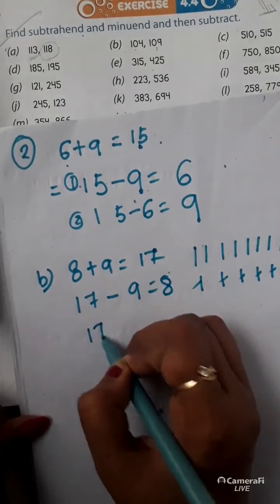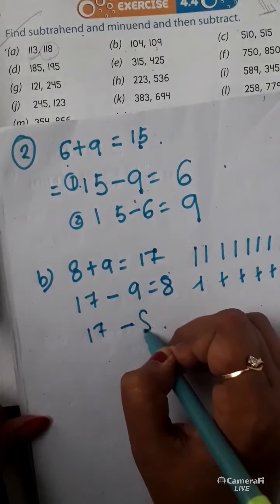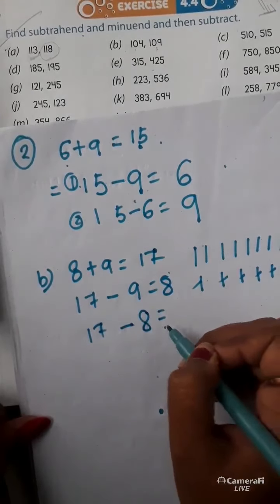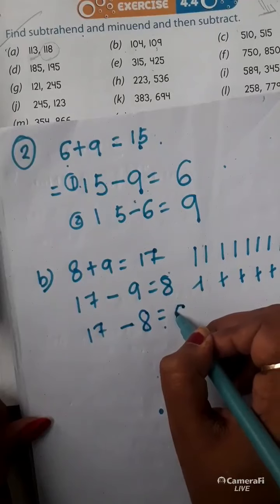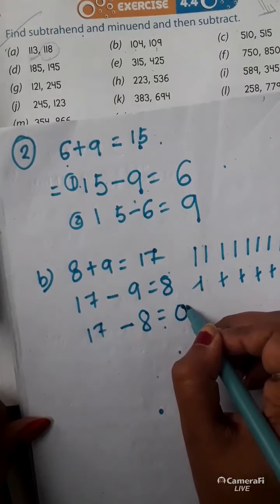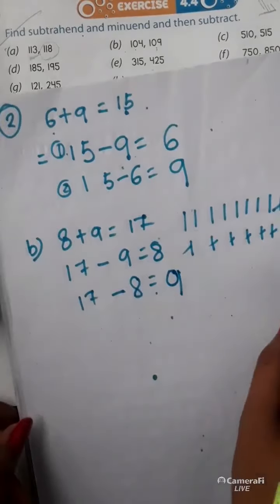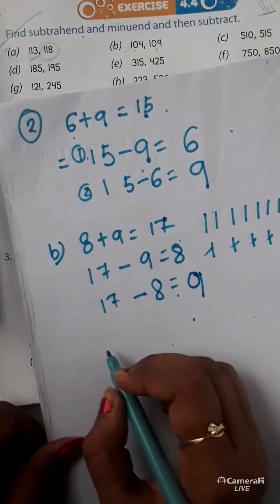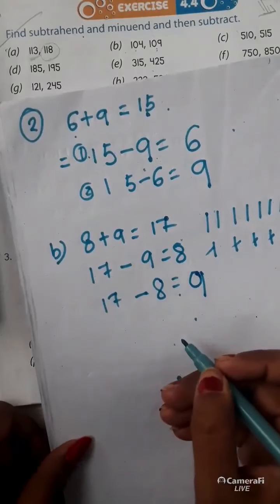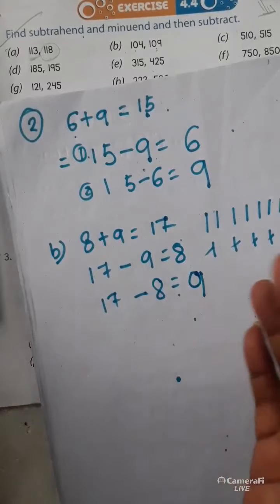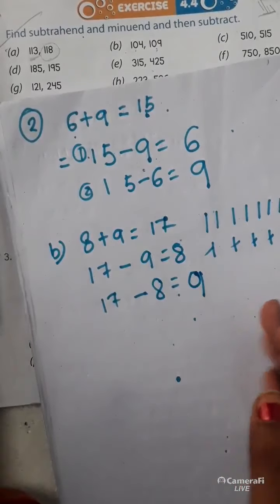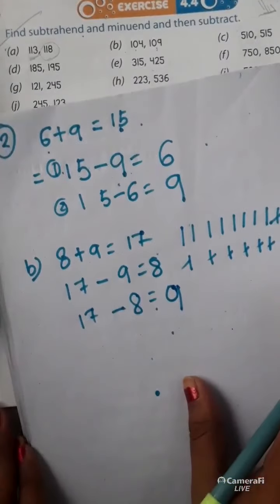Now again, 17 minus 8. 17 minus 8 will be 9. Without thinking and without any hesitation, just write it down like this. If this type of question comes, like find two subtraction facts with the addition, so suppose the question is like this.